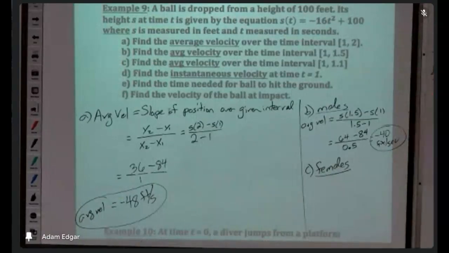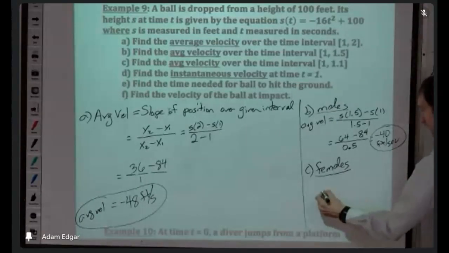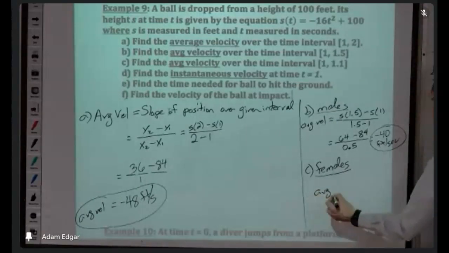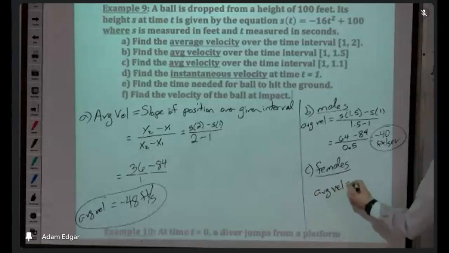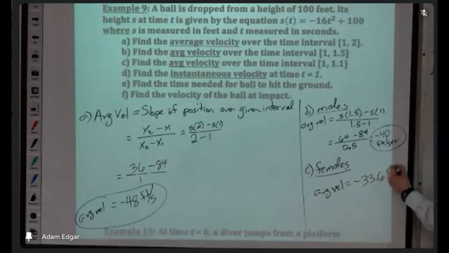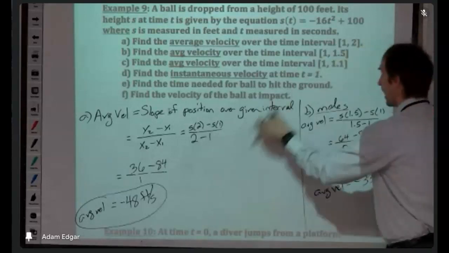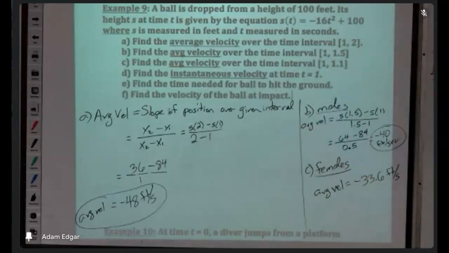Women, what is our average velocity over the interval from 1 to 1.1? Negative 33.6. Anybody want to argue with that? Okay, cool. So if we're asked, what's the average velocity of this over this time period, you're just doing slope over that time period. Get your y's, subtract them, divide by the width of that interval.